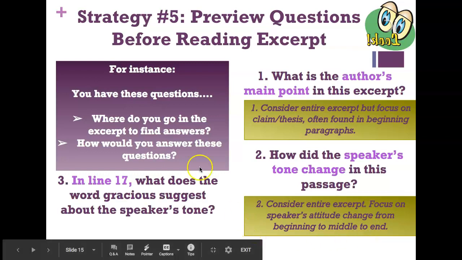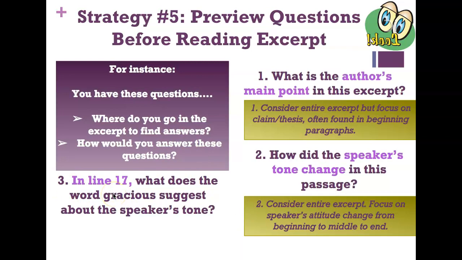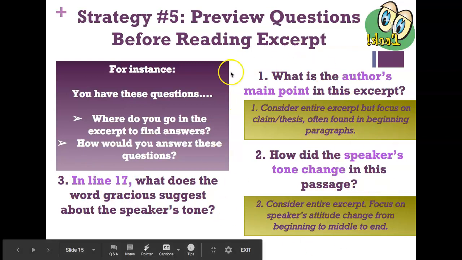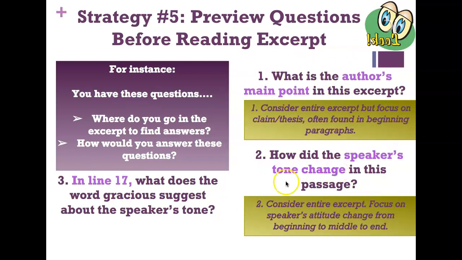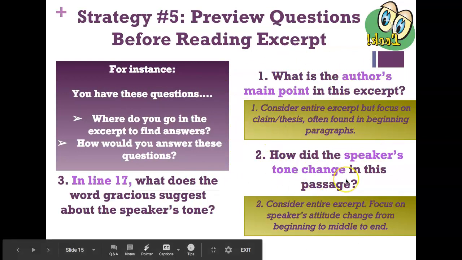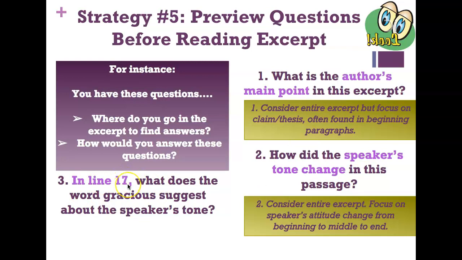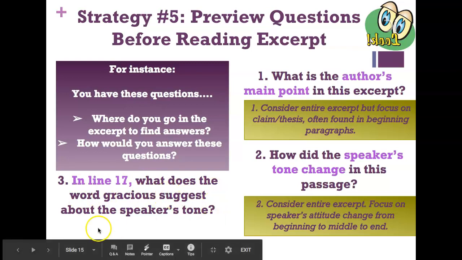This is one of my favorite question types, and I call this a point-to or go-to question type because it literally tells you where you want to go in the passage. So unlike these two, where you kind of have to do double duty, you have to consider the entire excerpt and then add on and look at specific parts of the passage, this one, you go to line 17 and figure out what they want you to focus on. So in this example, in line 17, what does the word gracious suggest about the speaker's tone?